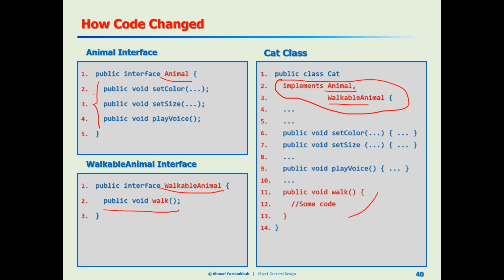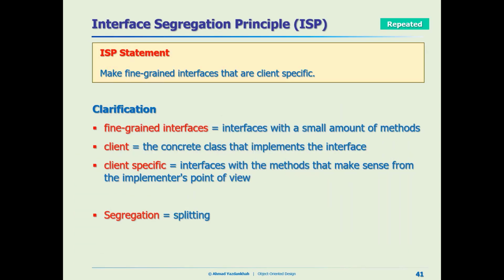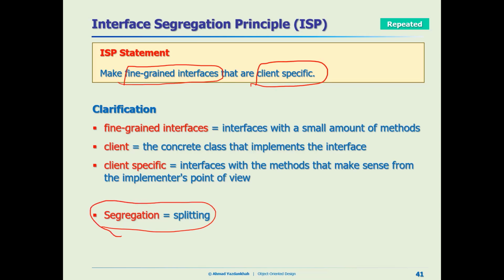All right. So now let's take a look at the statement one more time. Now, if you read it, it makes sense, right? Because everything is now clarified. Make fine grain interfaces, the interfaces that fit all of the usages, client specific. They should be client specific, I mean, right? Nothing extra, nothing less. And also, we learned the meaning of segregation.